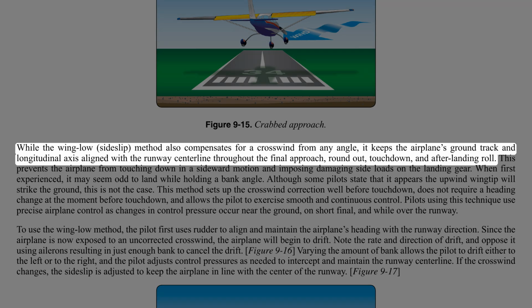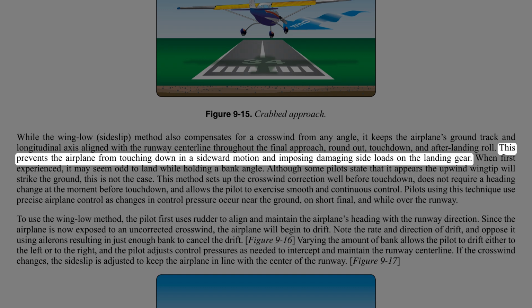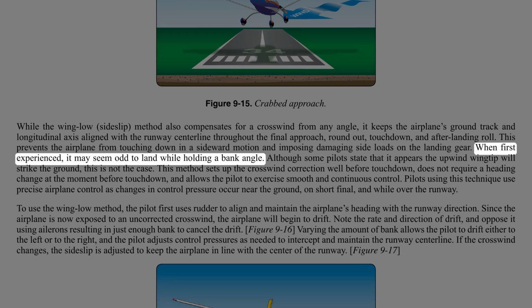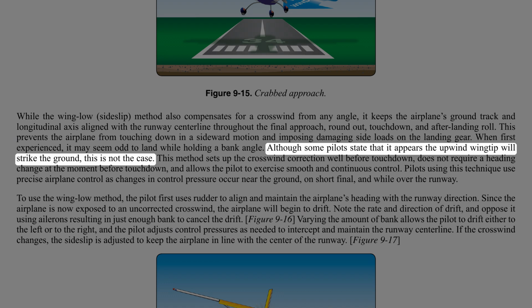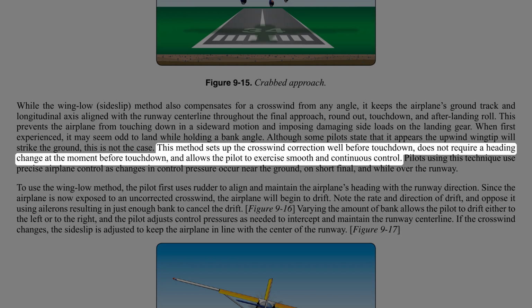While the wing-low, sideslip method also compensates for a crosswind from any angle, it keeps the airplane's ground track and longitudinal axis aligned with the runway centerline throughout the final approach, round out, touchdown, and after landing roll. This prevents the airplane from touching down in a sideward motion and imposing damaging side loads on the landing gear. When first experienced, it may seem odd to land while holding a bank angle. Although some pilots state that it appears the upwind wingtip will strike the ground, this is not the case. This method sets up the crosswind correction well before touchdown, does not require a heading change at the moment before touchdown, and allows the pilot to exercise smooth and continuous control.